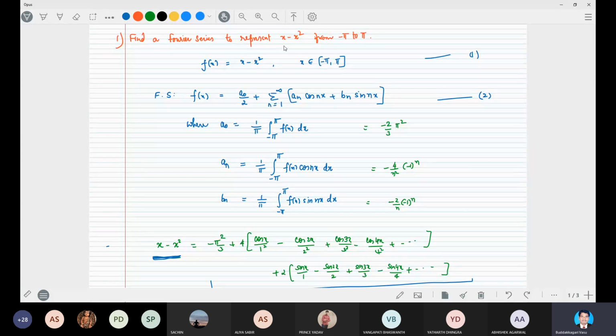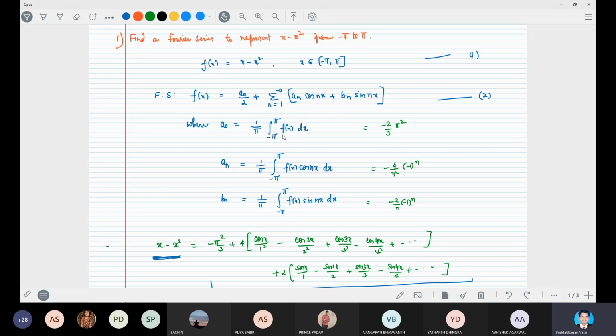Find a Fourier series to represent x minus x square from minus pi to pi. So take it that the given function f(x) is this much and the interval is minus pi to pi. Therefore the required Fourier series is a0 by 2 plus sigma n equals 1 to infinity of an cos nx plus bn sin nx. Find out a0, an, bn. There the green color shows their values to differentiate.